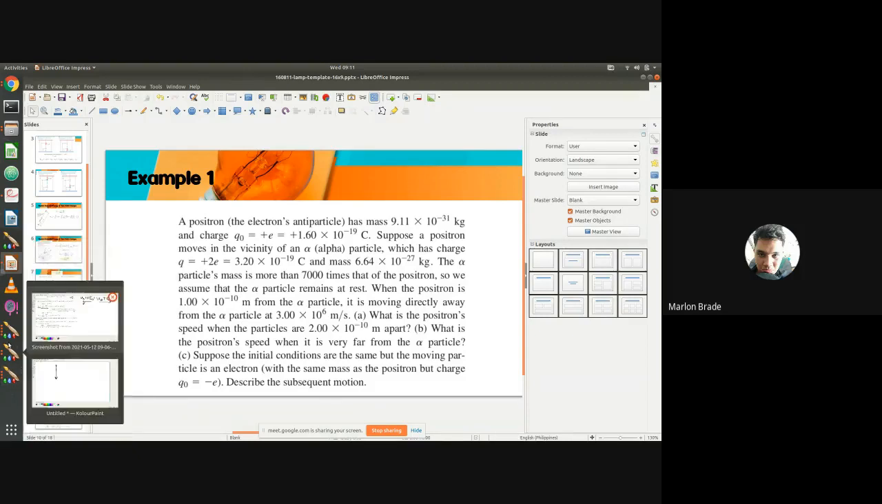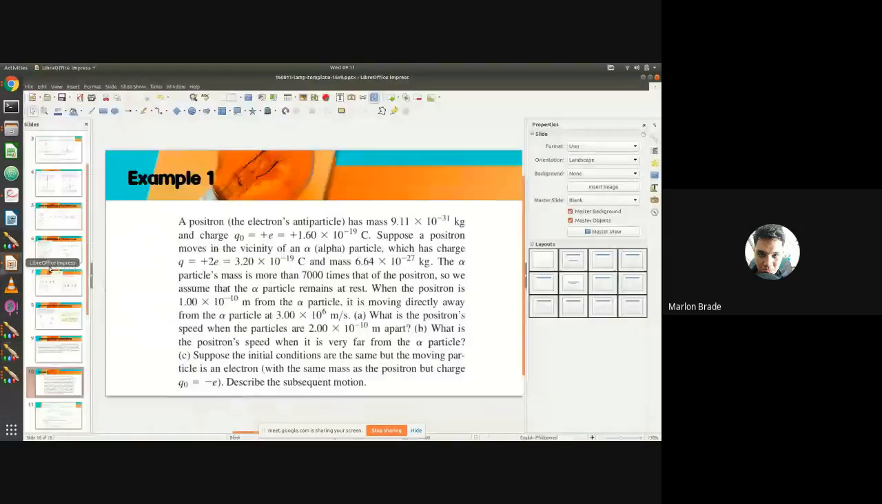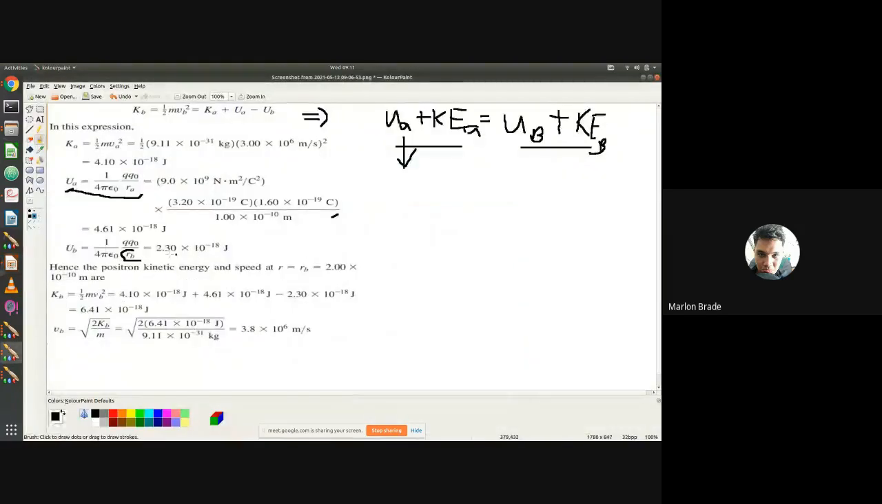So for this case, R_B is the value 2.00 times 10 to the negative 10 meters. I substitute this into R_B, and what I get is 2.30 times 10 to the negative 18 joules. So we first get U_B, after U_A.